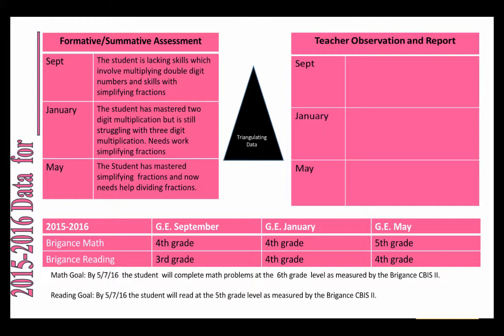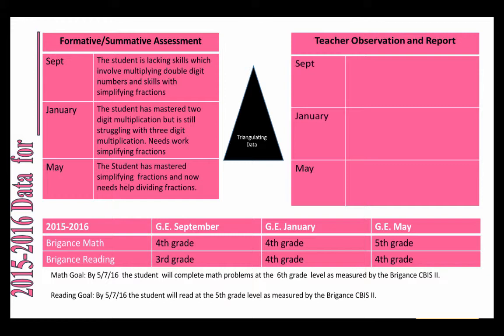This is a data sheet that, as you can see, is tracking a student's knowledge throughout the year. As you can see, this particular student in September was lacking skills involving multiplying double-digit numbers and skills with simplifying fractions. Moving down to May, the student has mastered simplifying fractions and now needs help dividing fractions. Down below, you can see the Bergantz levels in both math and reading.